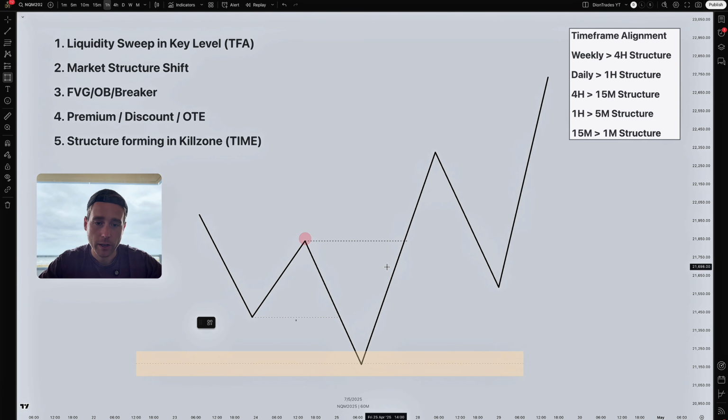So let's say in this area, there is a fair value gap that's being created because of the displacement of the market structure shift. There's an order block in the area. There's a breaker in the area.